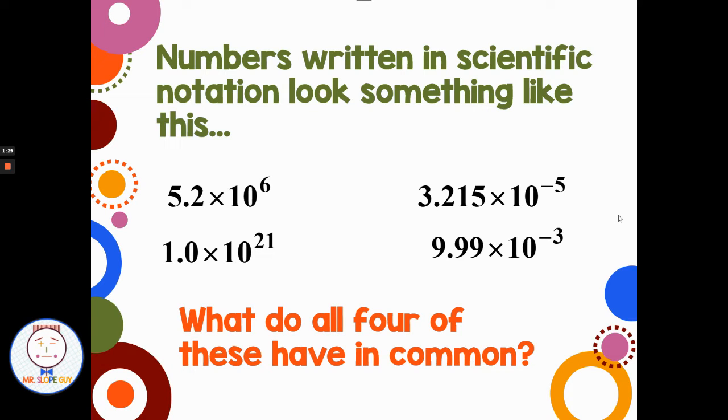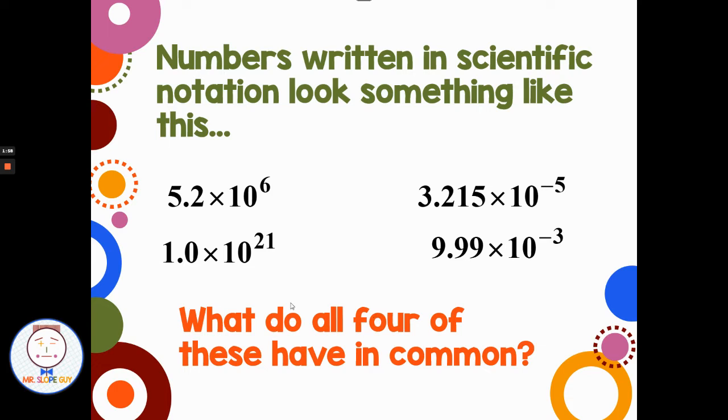Numbers written in scientific notation look something like this. So if we look at these numbers in scientific notation, what kind of patterns do we see? Well, I see multiplication. I see numbers with decimals. I see powers of 10. I see everything being multiplied by 10 with an exponent. These are indicators that we have scientific notation. We have a first number multiplied by a power of 10 with an exponent.